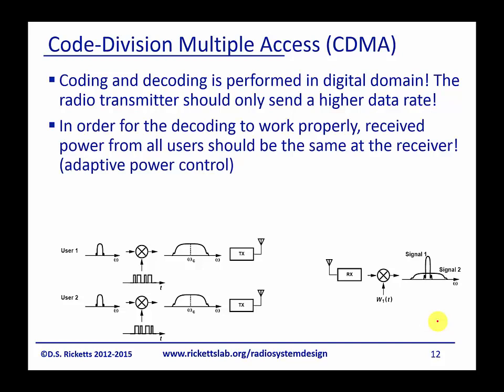One caveat here is that the receiver would like to receive all the signals at the same power. Obviously, they're not when they hit the antenna, and so what the receiver does is basically normalize the power internally before it applies the codes.